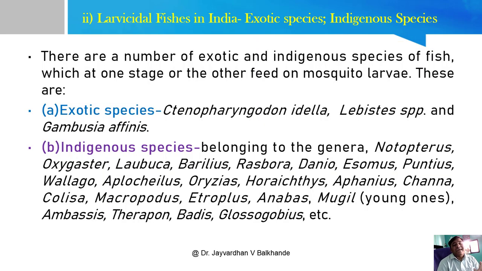We know a number of diseases are spread by these mosquitoes, and prevention is better than cure. If we are able to check the population of larvae in the water bodies, then the population of mosquitoes decreases, and simultaneously the diseases spread by this vector, the mosquito, also decrease. Again, there are a number of exotic and indigenous species of fish which at one stage or another feed on mosquito larvae.